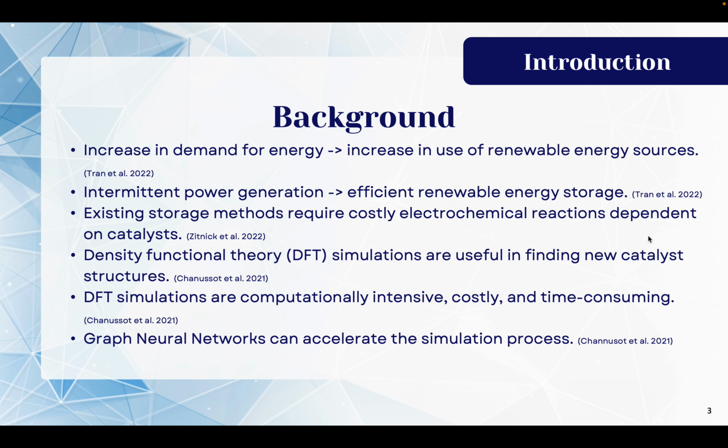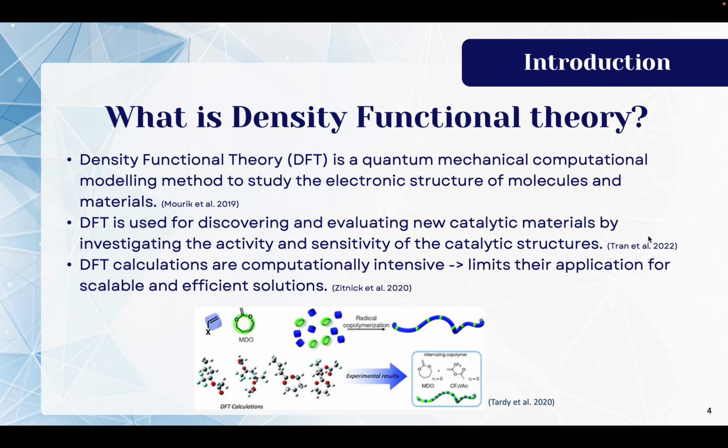Density functional theory simulations are useful in finding such new catalyst structures. However, these simulations are computationally intensive, costly, and time-consuming. Graph neural networks can be used to accelerate the simulation process of DFT. Before I go further, let's look deeper into some of the main concepts around my project, starting with density functional theory.